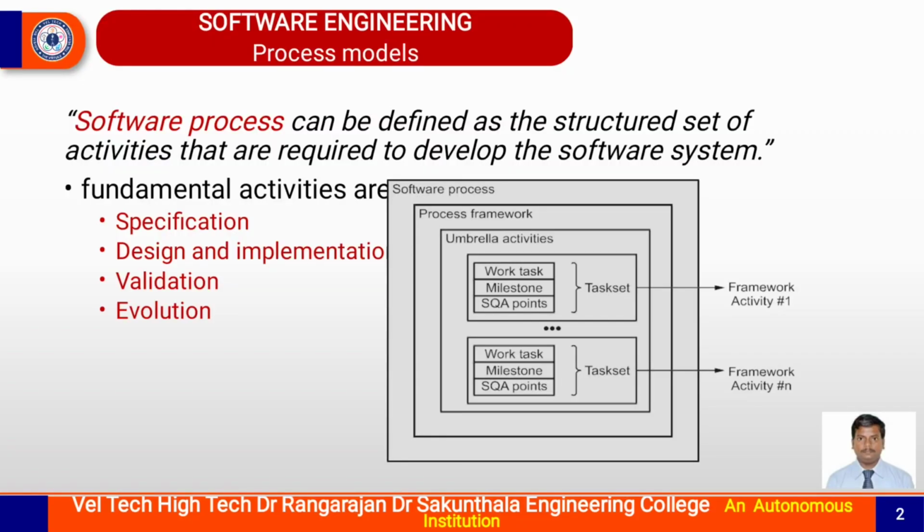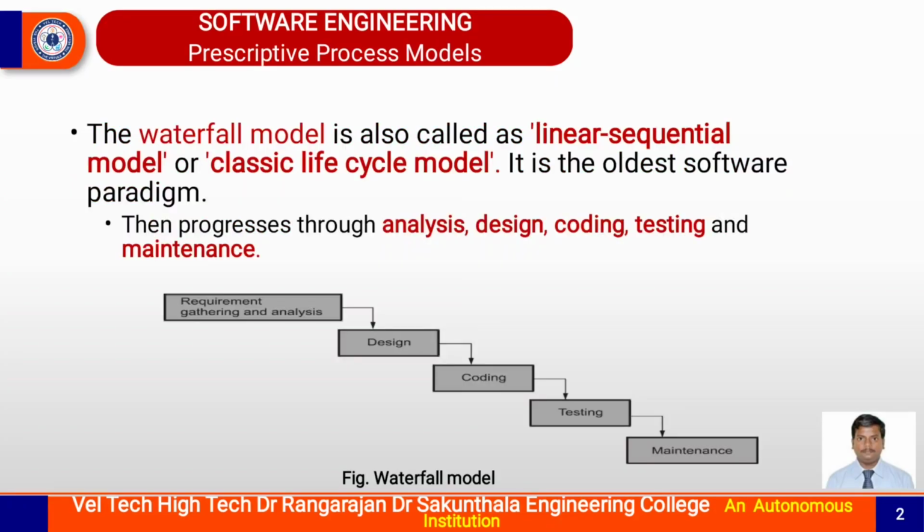One, the framework for activity 1 having a task set, where it is going to work on some milestones and SQA points. So, it is a task set having activity 1 as a framework, again activity 1 to n framework, okay, within the umbrella activities. Then comes the process framework and the software process, right.